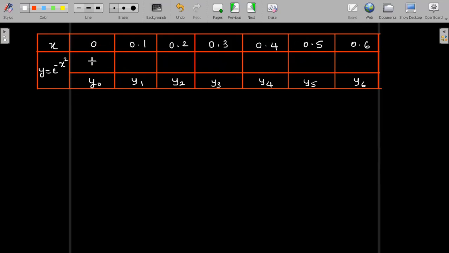So for x is equal to 0, y is 1. For x is equal to 0.1, y is 0.9900. And the next value 0.9608, 0.9139, 0.8521, 0.7788. The last value for x is equal to 0.6, we have y is equal to 0.6977.